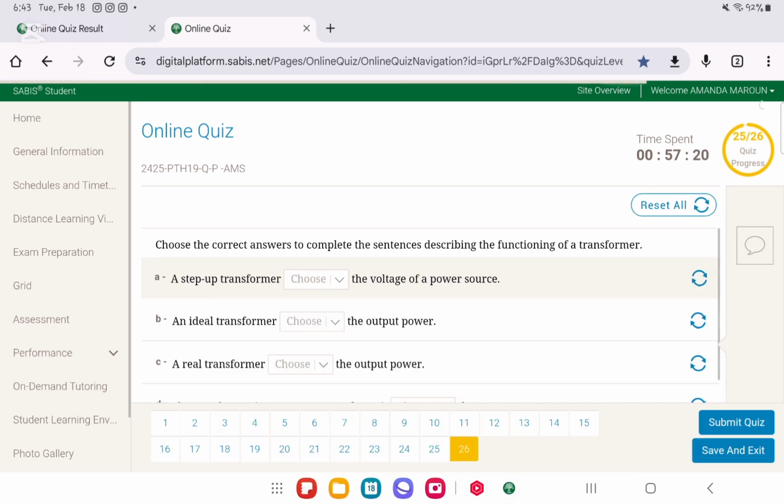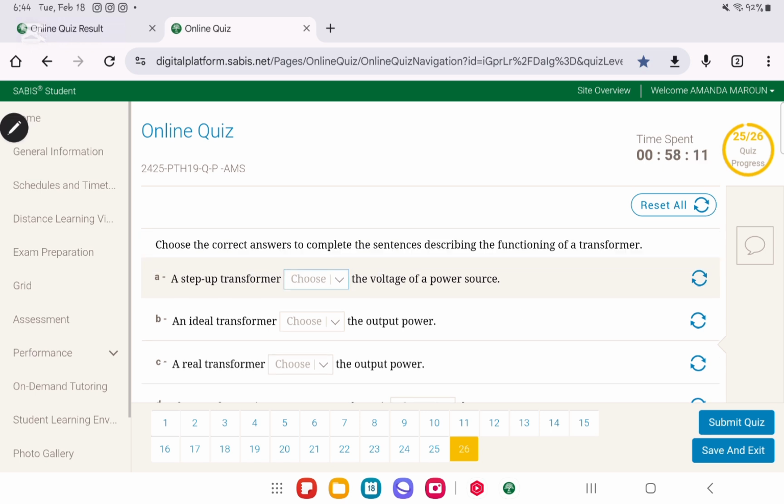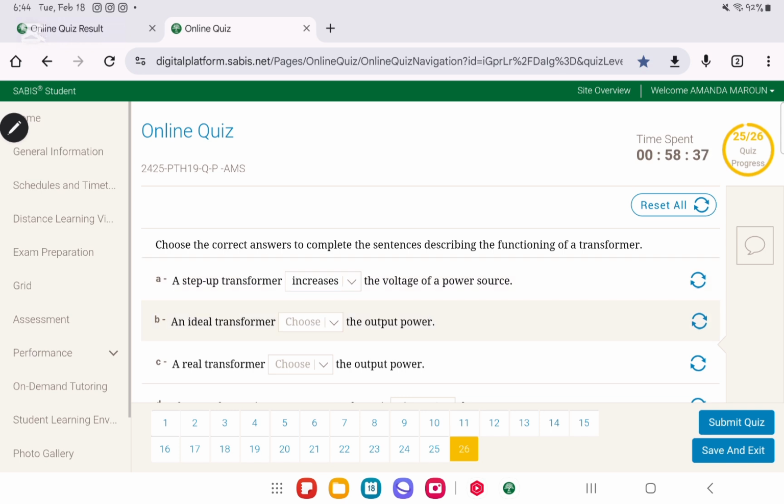We move on to question number 26, which is the final question. Choose the correct answers to complete the sentences describing the function of a transformer. A step-up transformer, definitely, that means that N2 is greater than N1, and that means V2 is greater than V1. That means the voltage of the power source is going to increase, so it increases the voltage of a power source.